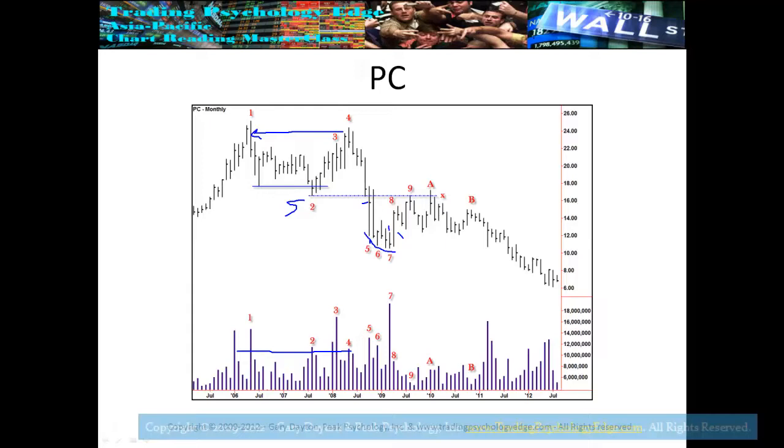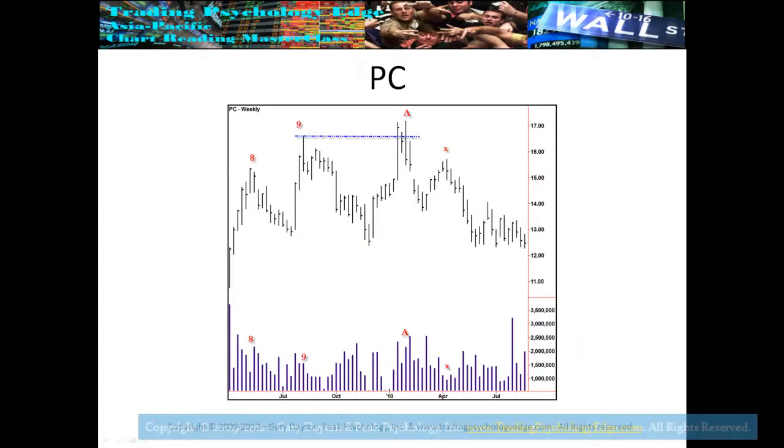All right, now this is a monthly chart, right? Get in your mind here 8, 9, and A, and then X. 8, 9, A, and X, because I'm going to shift over. This is now a weekly chart. 8, 9, A, and X. Okay. So I'll go back a second.